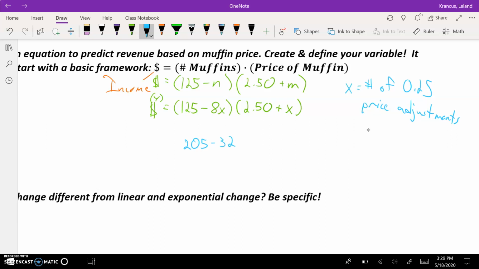Minus 32 times x. So it's 32 times x. X this time is dollars. And so think, if you change the price by 25 cents, that changes the number of muffins sold by 8. If you change the price by $1, you change the number of muffins sold by 32.